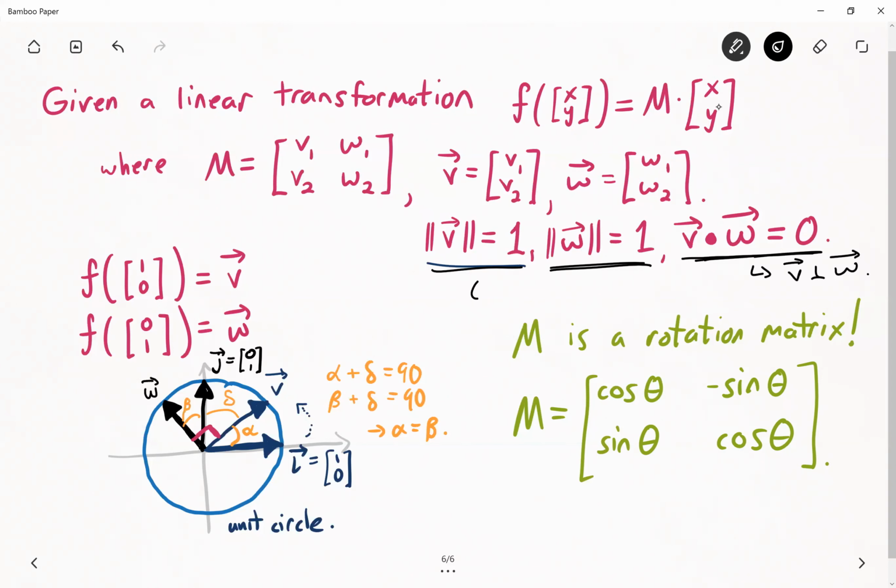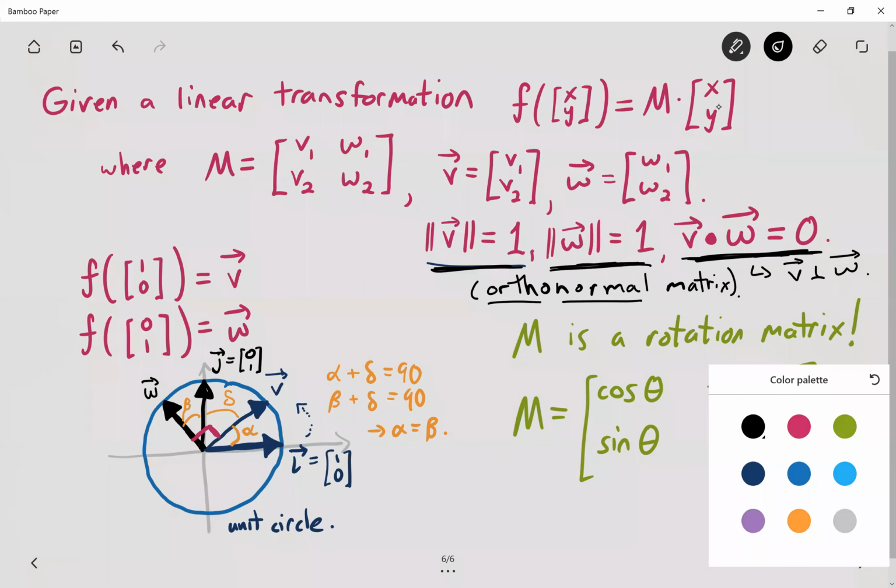And sometimes, these conditions create what is called an orthonormal matrix. Ortho, short for orthogonal, which is another way of expressing the perpendicular condition, and normal, meaning normalized or unit length, is a way of explaining that condition again. So any linear transformation with these properties must be a rotation matrix.